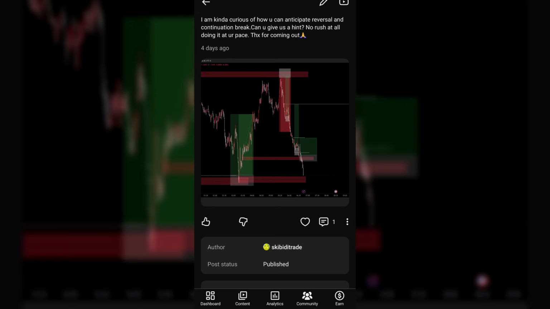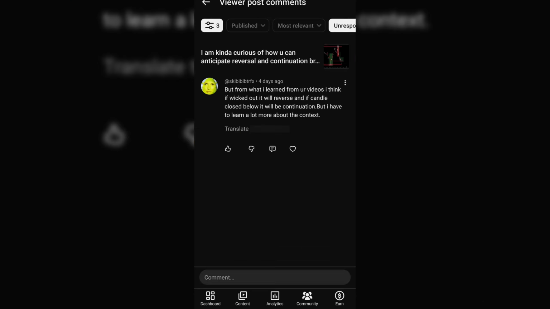Anyways, the post says, I am kind of curious of how you can anticipate reversal and continuation breaks. Can you give us a hint? No rush at all, doing it at your pace. Thanks for coming out. And kind of added on to that, but from what I have learned from your videos, I think if it wicks out, it will reverse, and if the candle closes below, it will be a continuation.